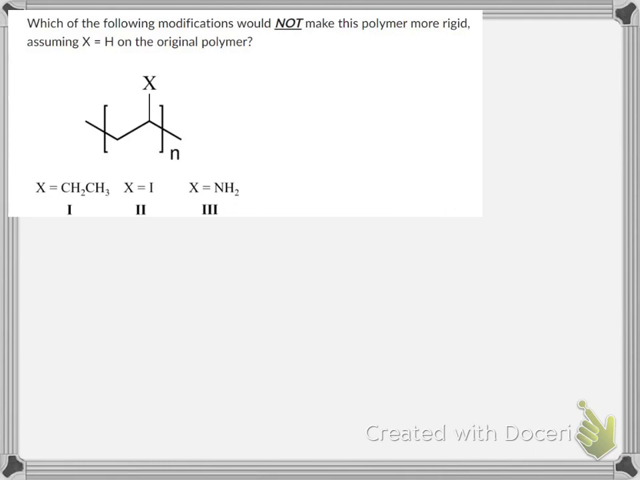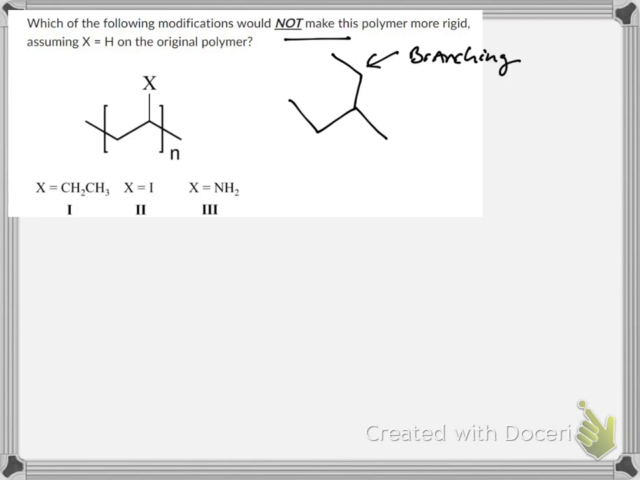Okay, now the question. We often ask questions not about which monomer makes a polymer, but for example, how can we make something more rigid or absorb more water? So we're going to take a look at this one. In this case, we want to know which of these substitutions on X would not make this polymer more rigid. All right, so let's take a look at the first one.